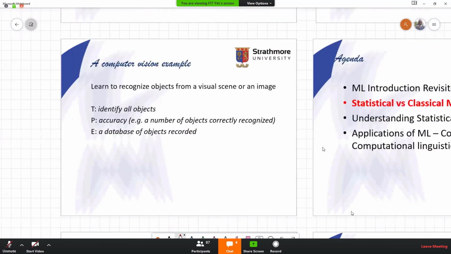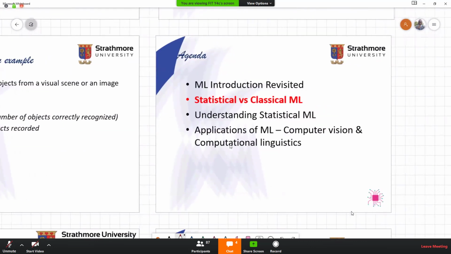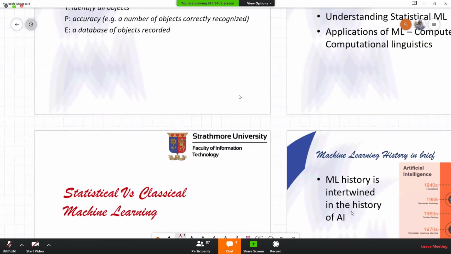So with that, that is the recap from what we did last time. So we now move to the next agenda, unless there is a question. The next agenda is statistical machine learning versus the classical machine learning. Good. So let's dive into this one.